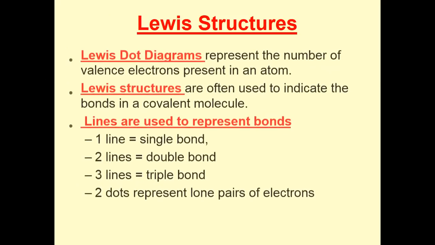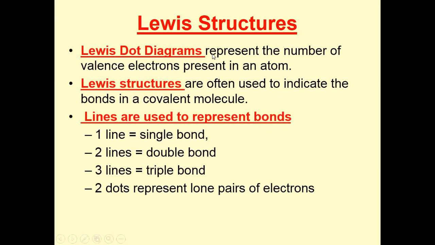In Lewis structures, Lewis dot diagrams represent the number of valence electrons present in an atom. Lewis structures are often used to indicate the bonds in covalent molecules. Lines are used to represent bonds: one line for a single bond, two lines for a double bond, three lines for a triple bond. Two dots represent a lone pair of electrons.